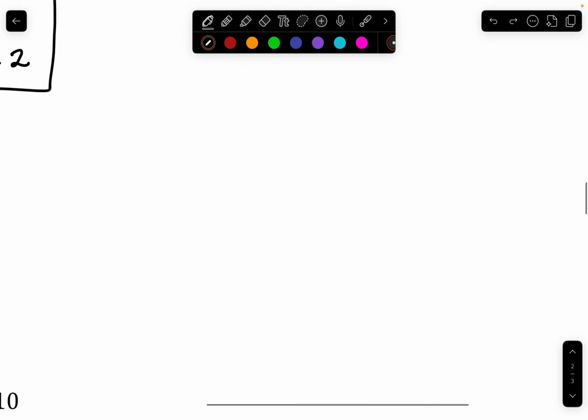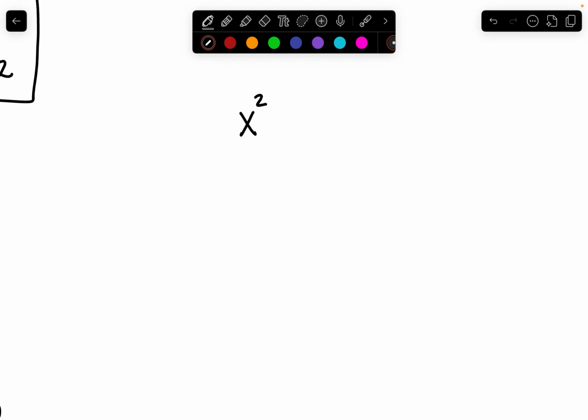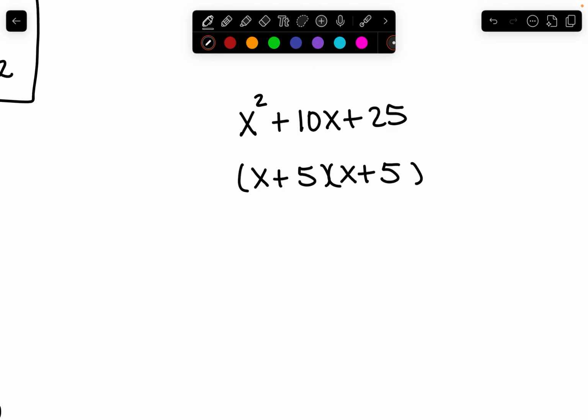For example, okay, if I had x squared plus 10x plus 25. When I factor this, I get x plus 5 and x plus 5. When I get that, I can write this as x plus 5 squared. Okay, that is me with a perfect square trinomial. And that's what I want.